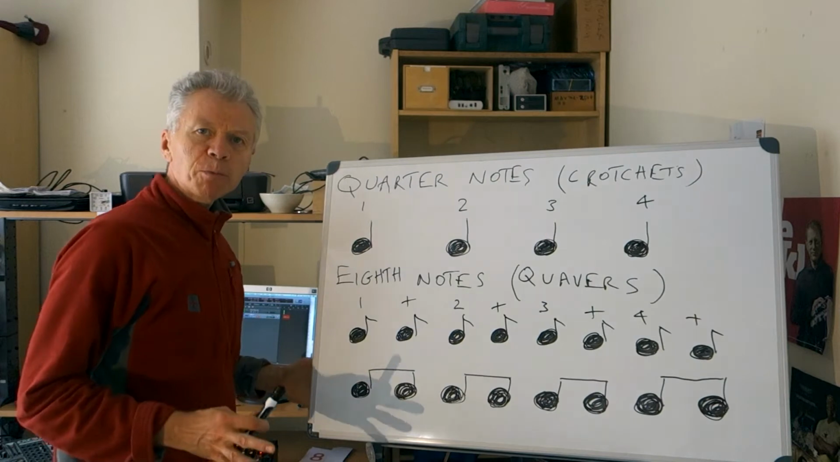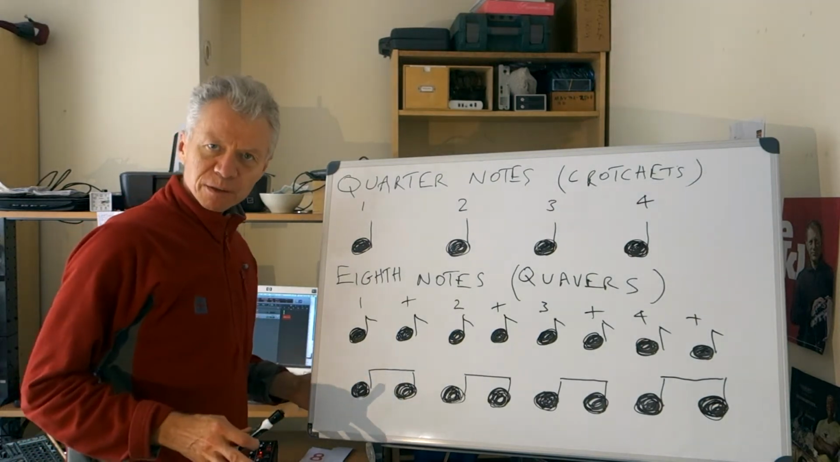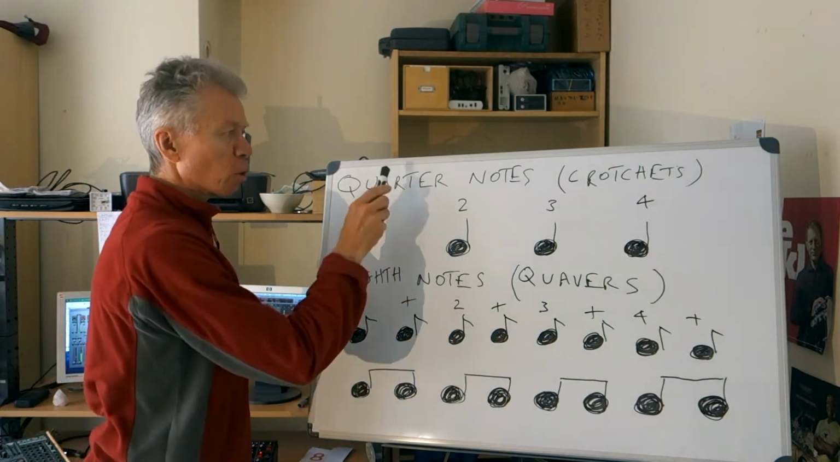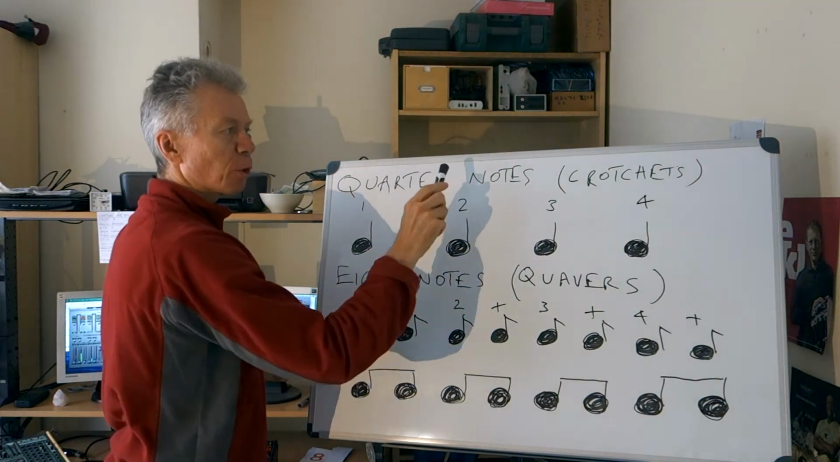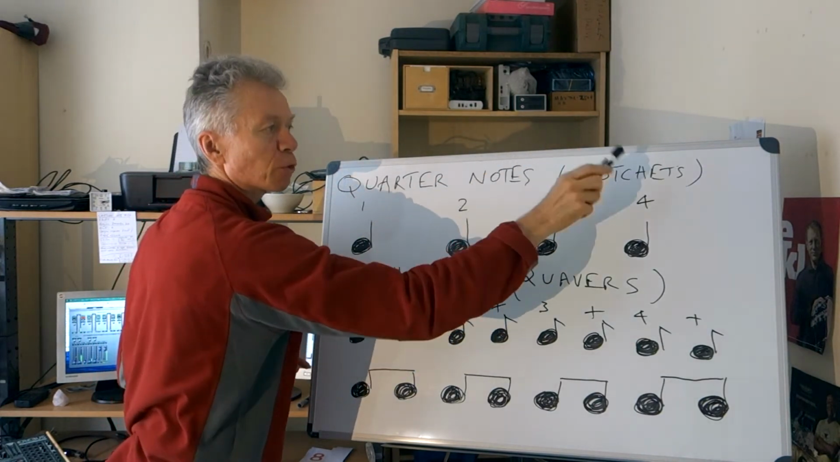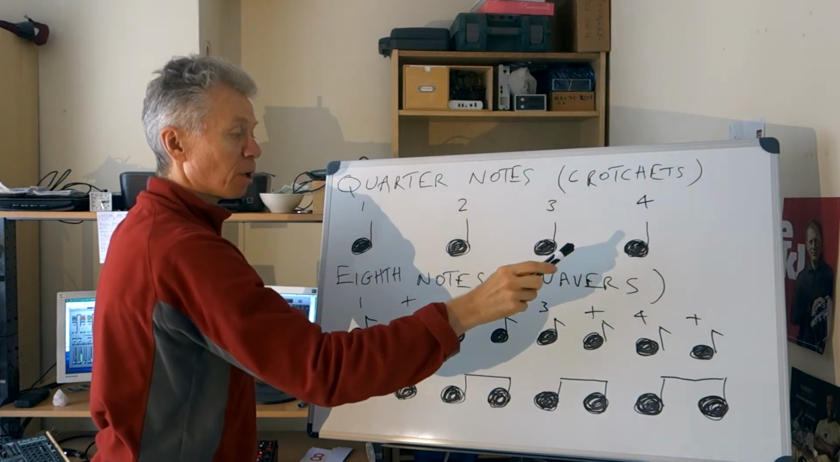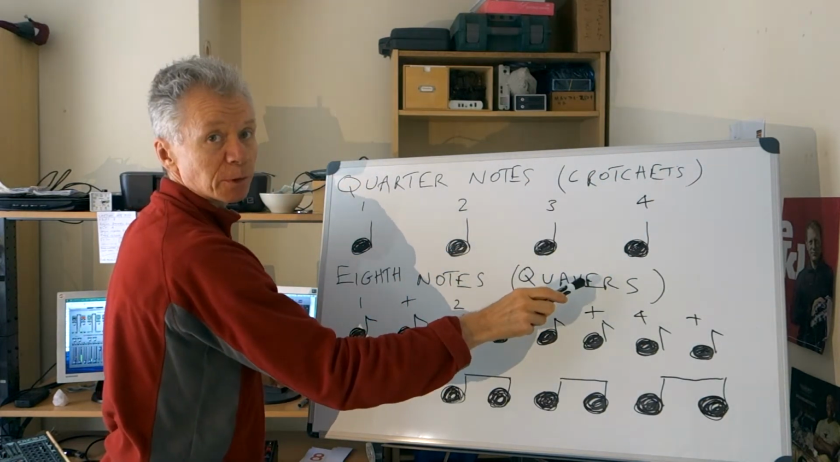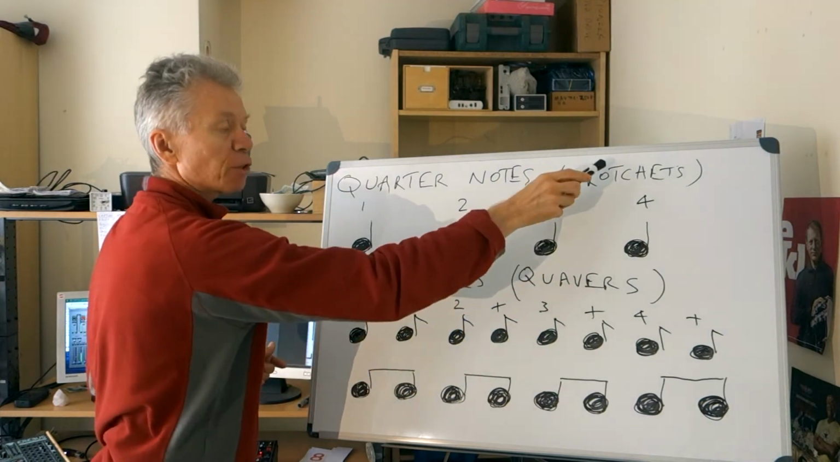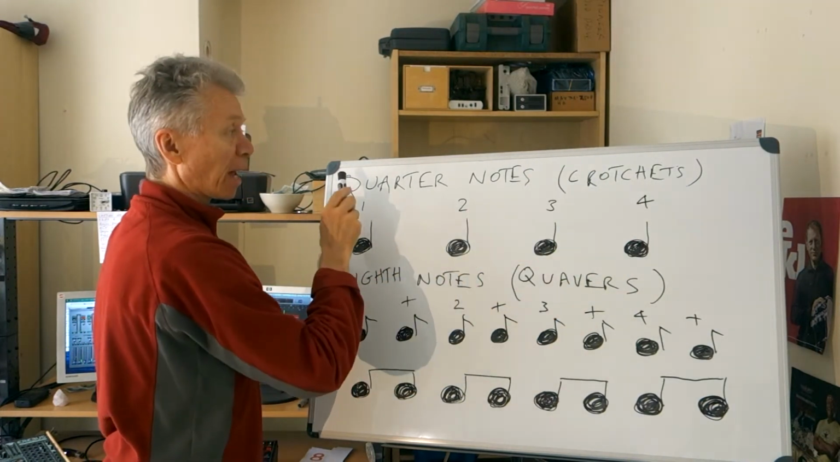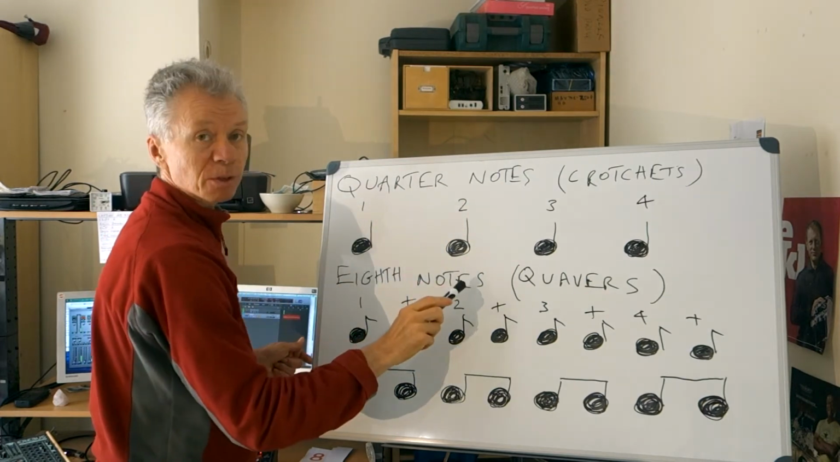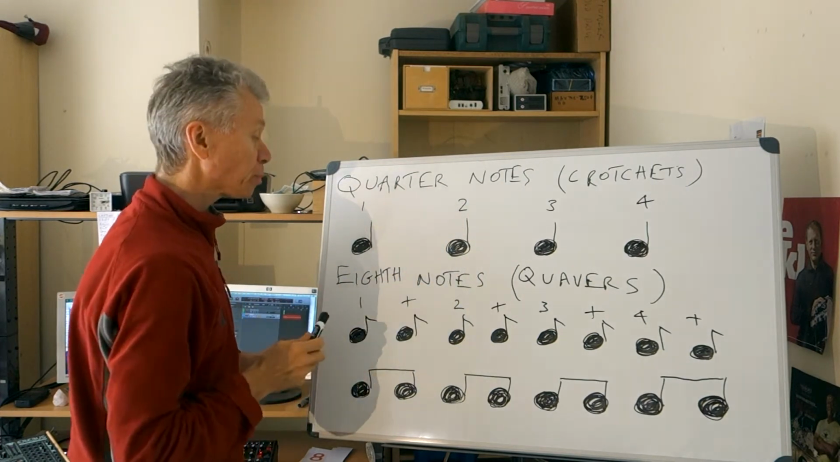So the two most important notes to understand, first of all, are quarter notes and eighth notes. Quarter notes are also called crotchets, and eighth notes are also called quavers. Crotchets and quavers are the English names, and quarter notes and eighth notes are the American names.